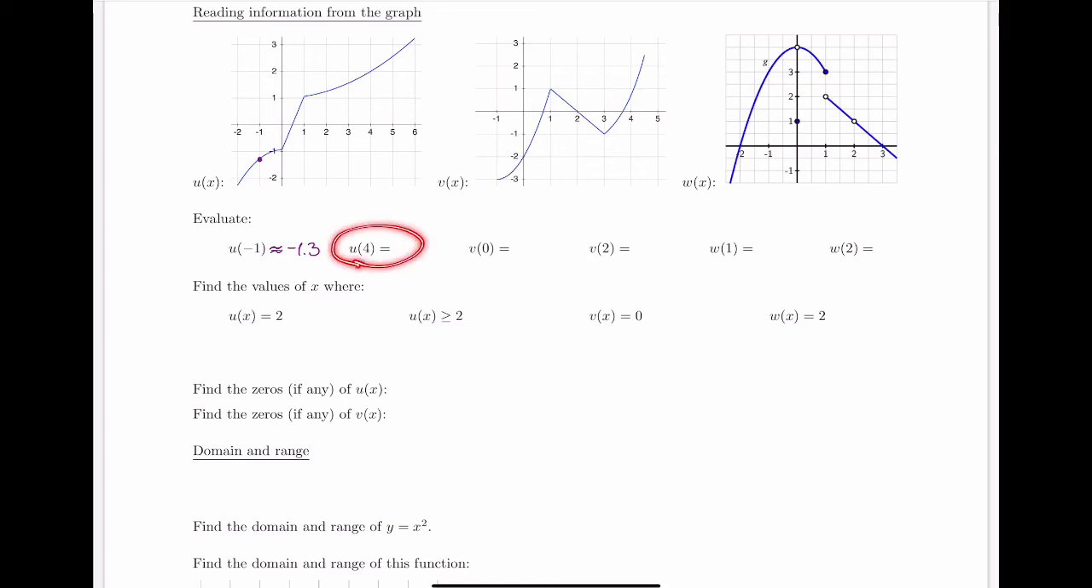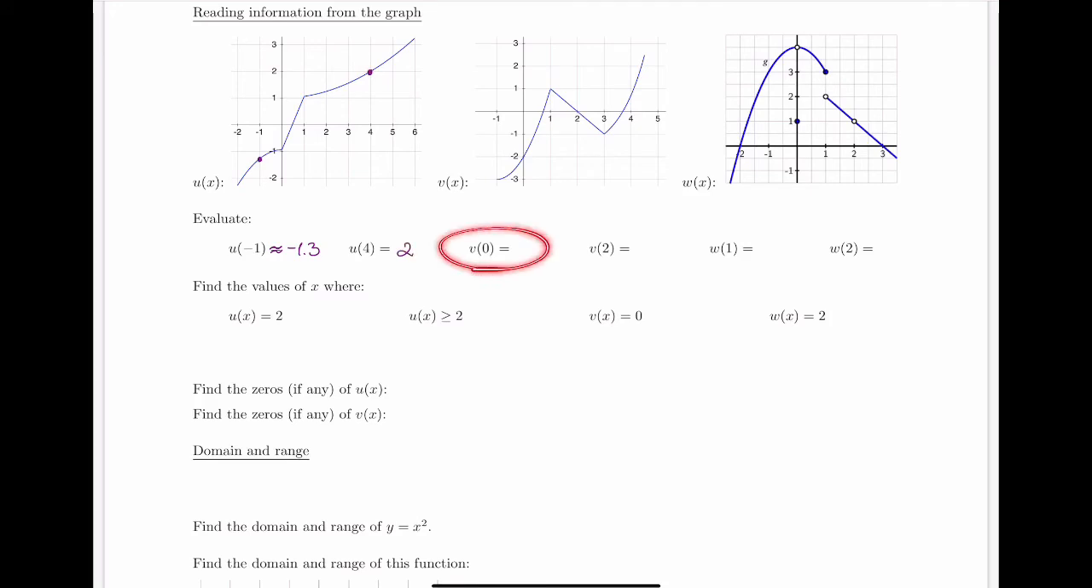U of 4 means that the x value is 4, so I'm looking for the y value that corresponds on the graph to this x value. It's this point right here. So of course the corresponding y value is 2.